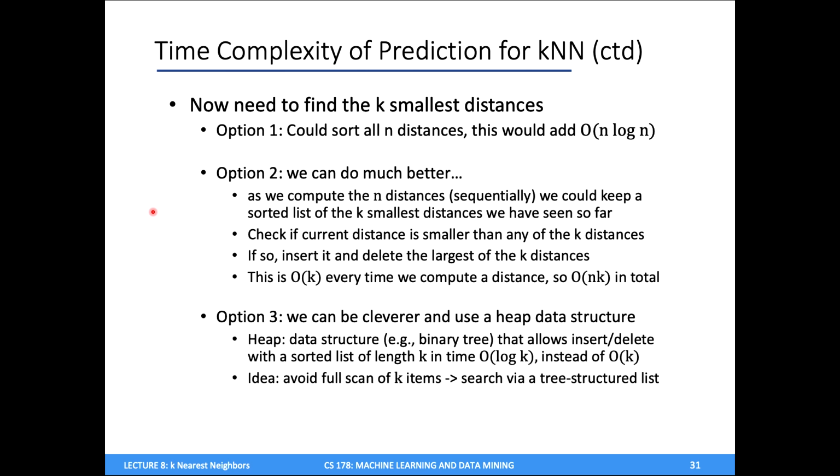Okay, the third option is you can think back to your data structures class and use something like a heap data structure. If you're not familiar with heaps, don't worry about it. But it's something like a binary tree that allows you to insert or delete elements from a sorted list of length k in time log k. So we go from a linear insertion/deletion step up here to a logarithmic insertion/deletion step down here. The basic idea is you can avoid scanning over this list of smallest distances and search using some kind of usually tree-based structure. So don't worry too much about the details of option 3 here. Just know that there's clever ways we can find these smallest k distances.